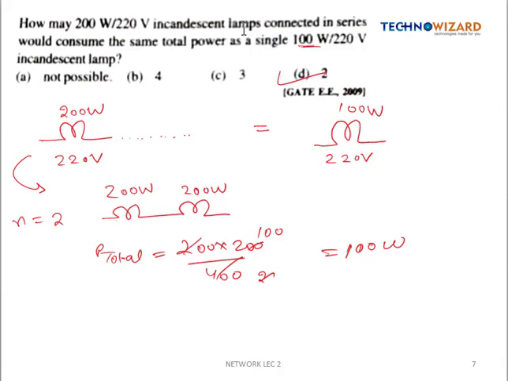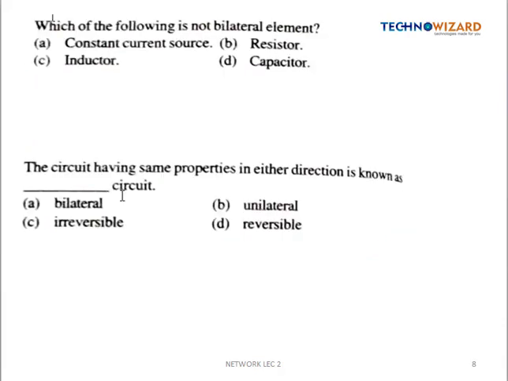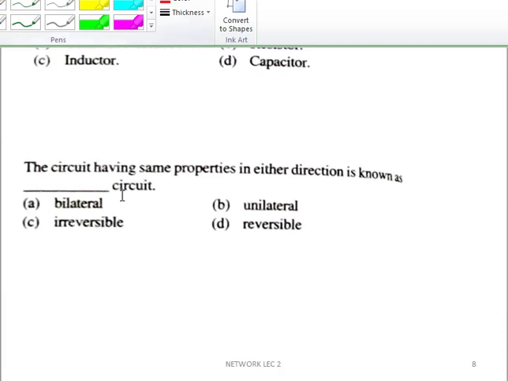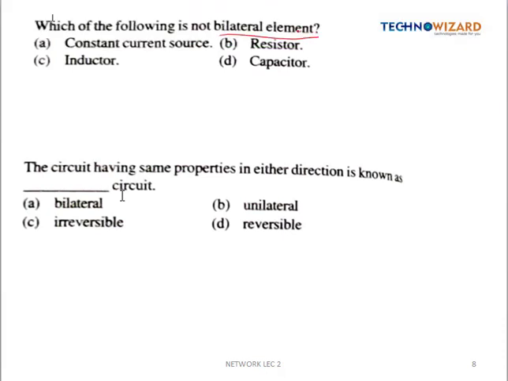Okay, so let's see the next question. Which of the following is not a bilateral element? So let's first understand what bilateral elements are. Bilateral elements are those elements whose property is the same in either direction. For example, if I consider elements like resistance, inductance, or capacitance, they are called passive elements, so their property will remain the same in either direction. It means if the current is flowing in this direction or this direction, their property will remain the same.